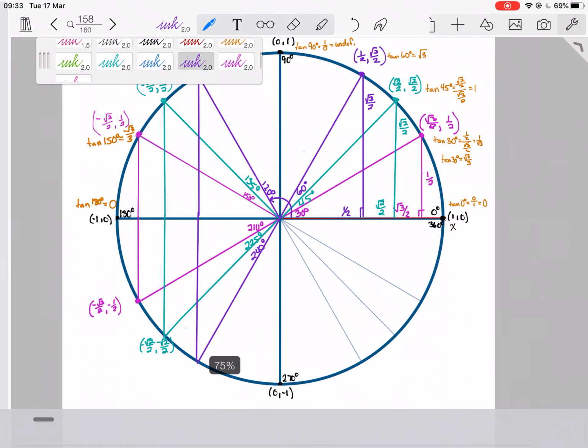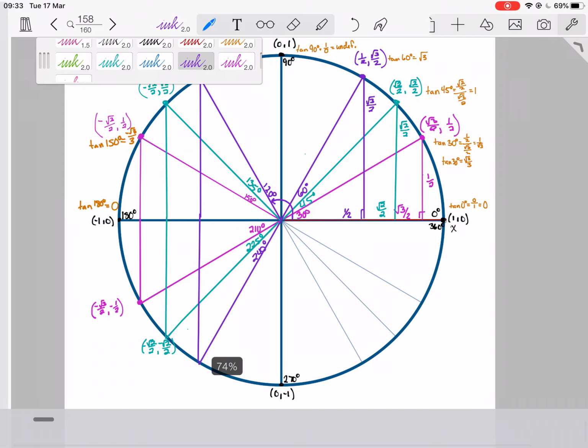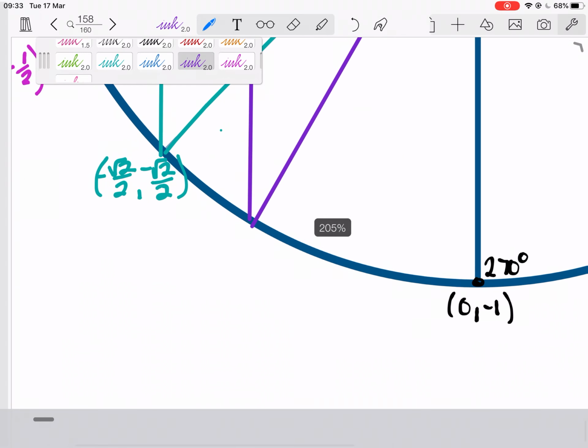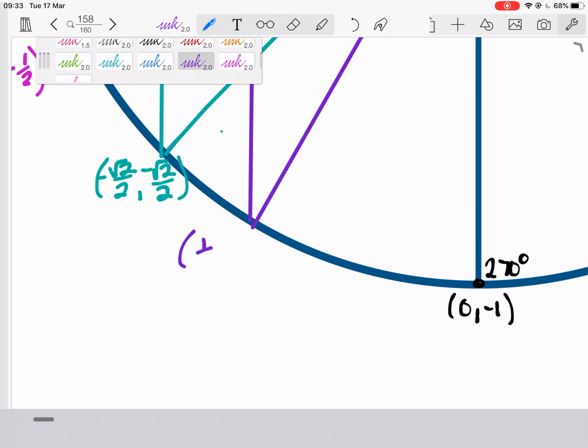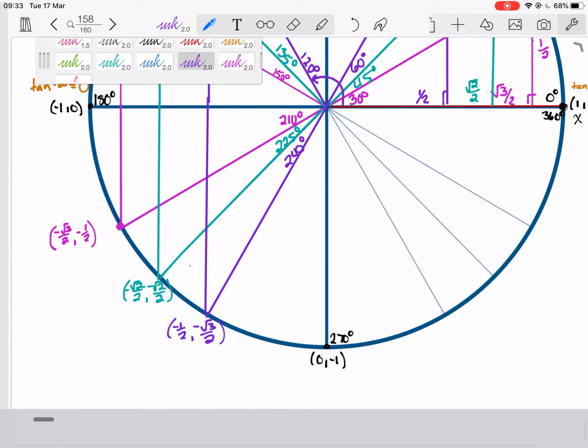Some people can memorize things at the drop of a hat. I can't. So because this is my 60 degree, I know I'm doing 1/2, square root 3 over 2. Again, we're in the third quadrant, so everything's negative. And then I'll go through and look at my tangents. So tangent of my 210.